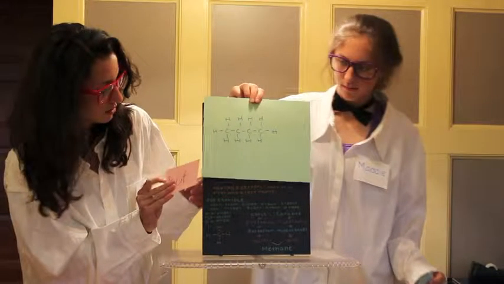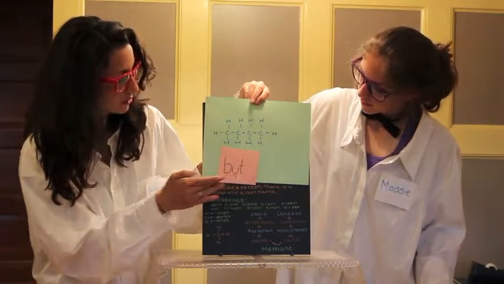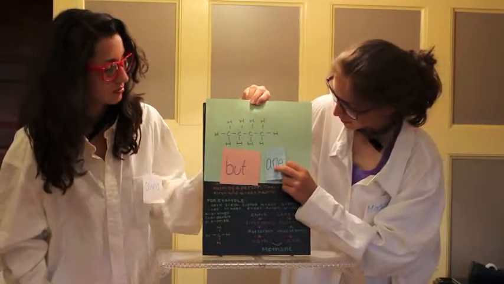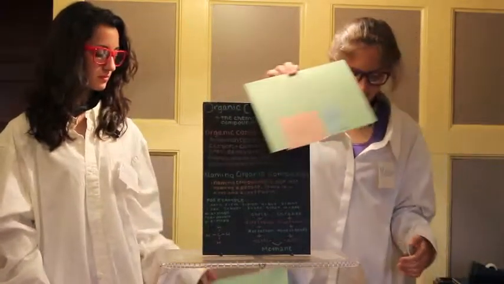1, 2, 3, 4. 4 carbons, so you use but. And single bonds, so you use ane. Butane.